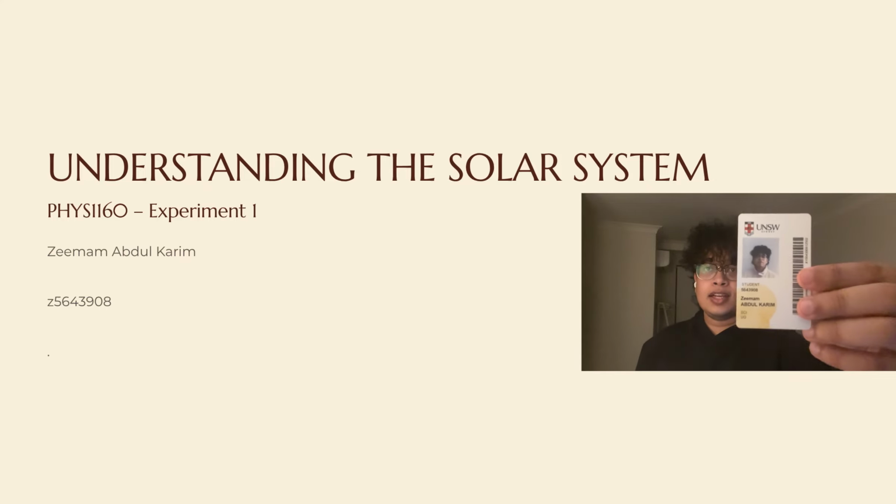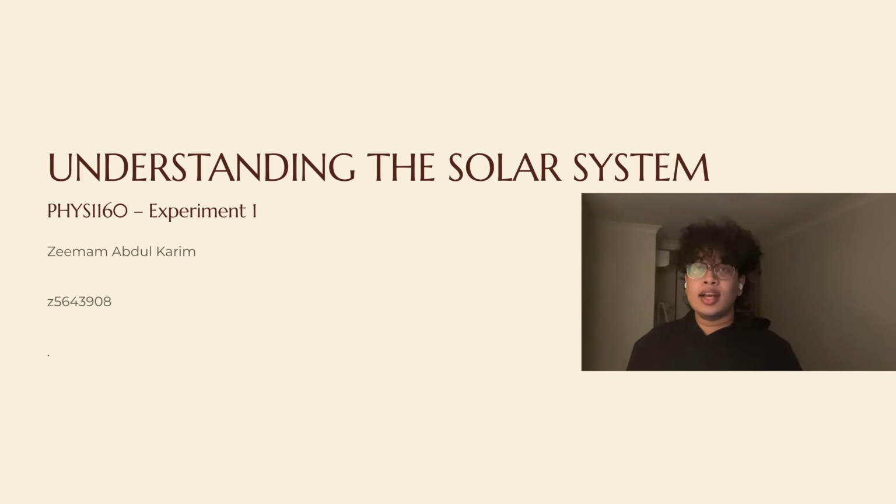My ID is 5643908, and I decided to go with experiment 1, understanding the solar system. In this experiment, we will go through celestial bodies with different masses and analyze the changes affected upon them with respect to Kepler's laws of planetary motion. So before we dive into the simulation itself, let us go through Kepler's laws one by one.